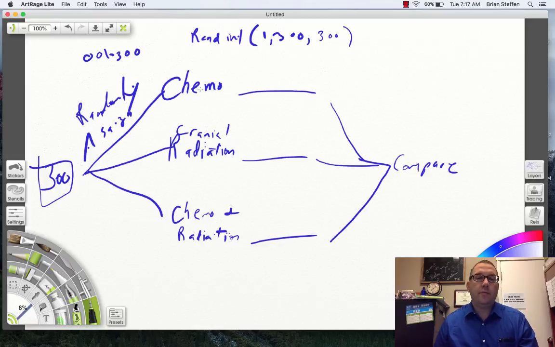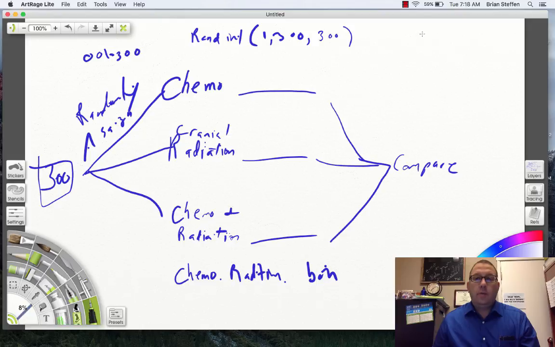So what I have going on here is 3 different treatments. The options are chemo, radiation, so this would be for cancer treatment, and both. So I have 2 different factors, chemo and cranial radiation, that I need to take into consideration. I have 2 different factors making up my 3 treatments. I randomly assign them, I do my data collection, I give them all what they're going to get, and then I compare results at the end.